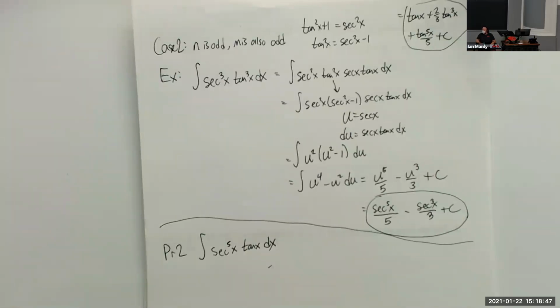What's the basic idea for this case again? The thing we're moving to the end is a copy of secant and a copy of tangent. And that's going to end up being our du when we have u as secant.